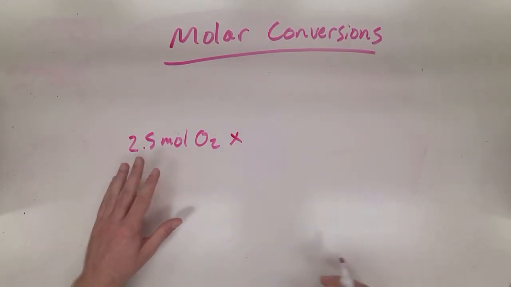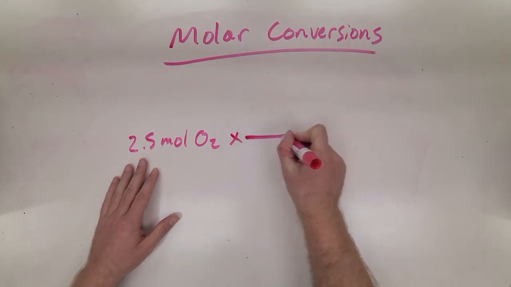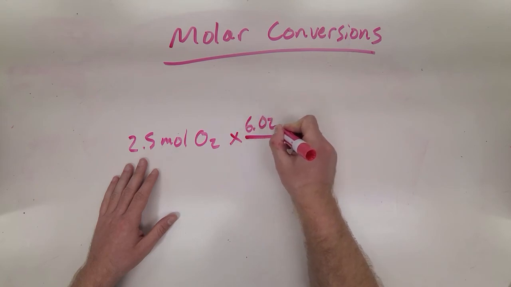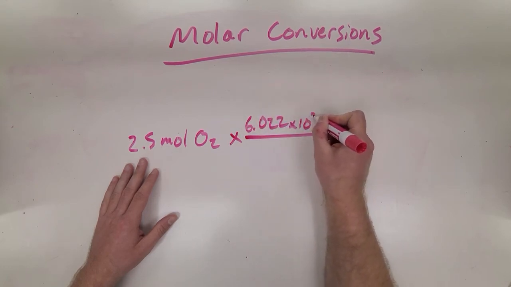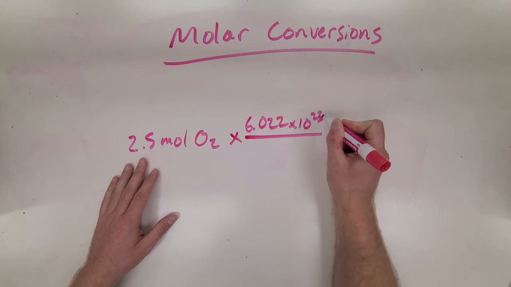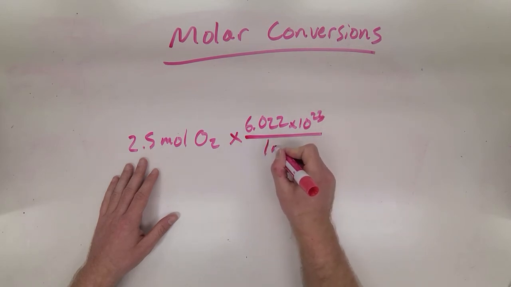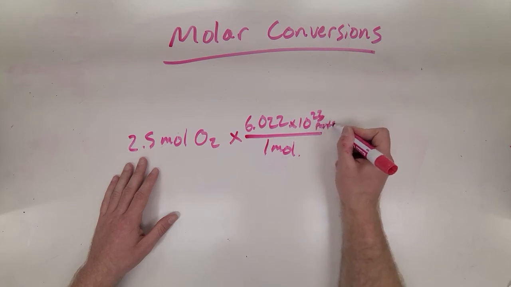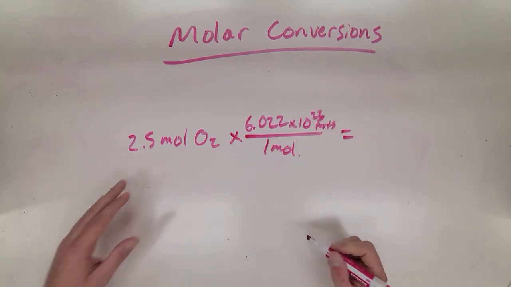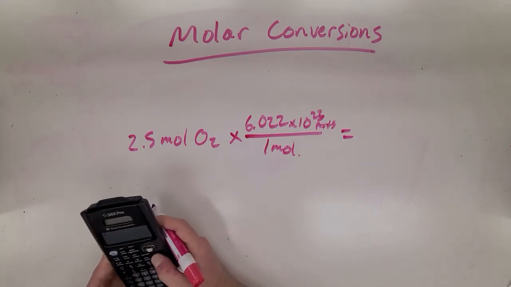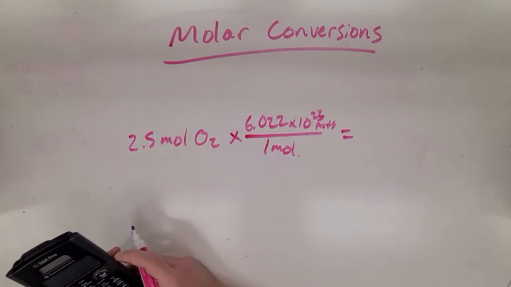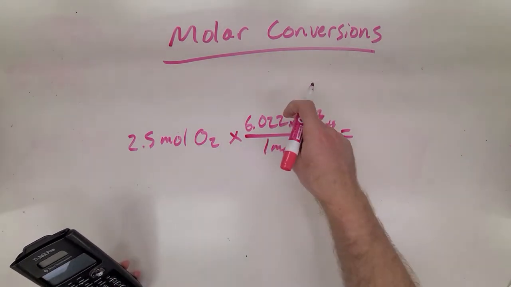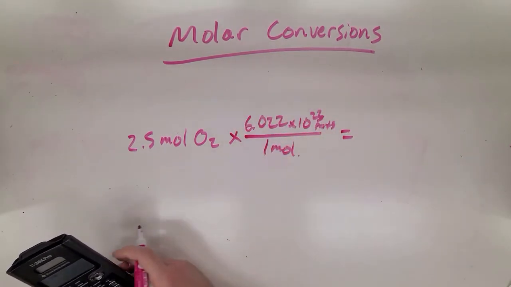We want to convert this to particles, so we're going to put Avogadro's number on top, and that is 6.022 times 10 to the 23rd, and then that's over 1 mole. There are this many particles in 1 mole. In this case, it's going to be molecules. And hopefully you guys have a fancy calculator. Every calculator is a little bit different. We would go 2.5, multiply it by this number because this is our desired unit that we want that's on top.